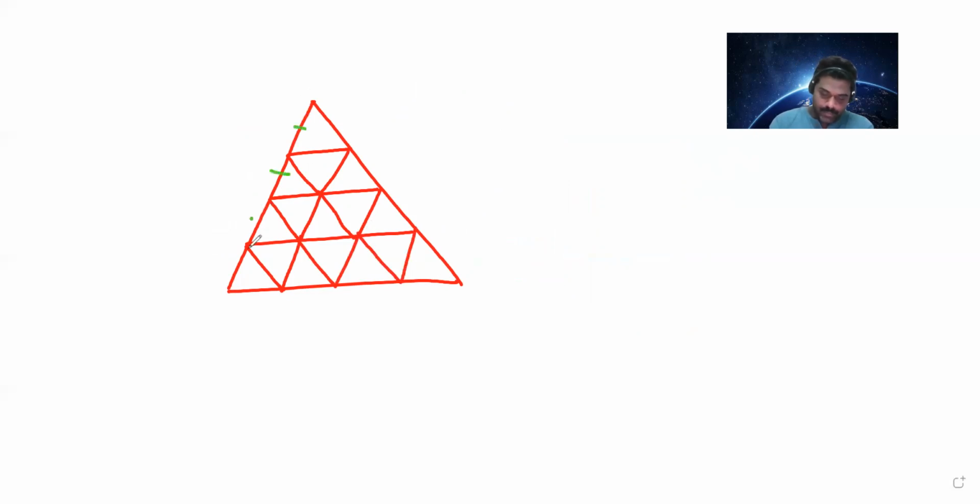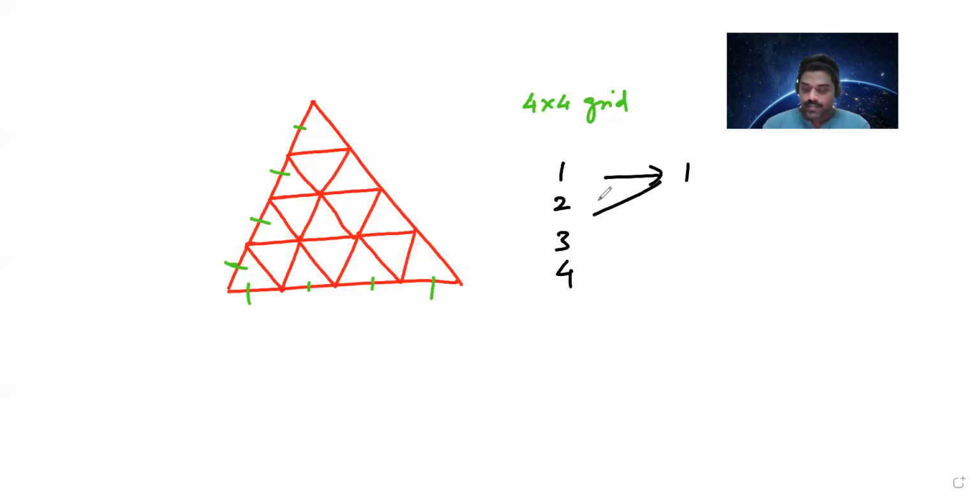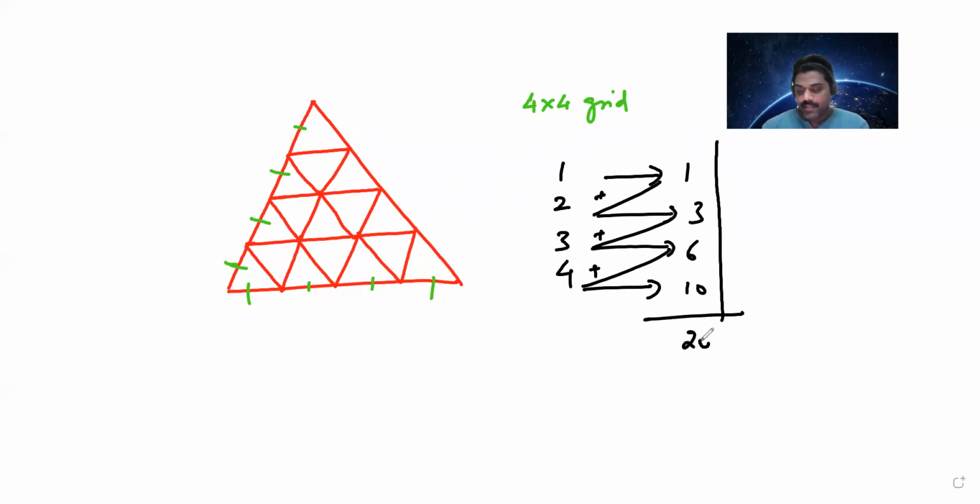Right, this is a 4 by 4 grid. See, 1, 2, 3, 4, 1, 2, 3, 4. So for a 4 by 4 grid, what do you need to do? Write down the number, still 4. At the end of the first row, 1, adding 2, you get 3. Adding 3, you get 6. Adding 4, you get 10. Add all these values, 20.